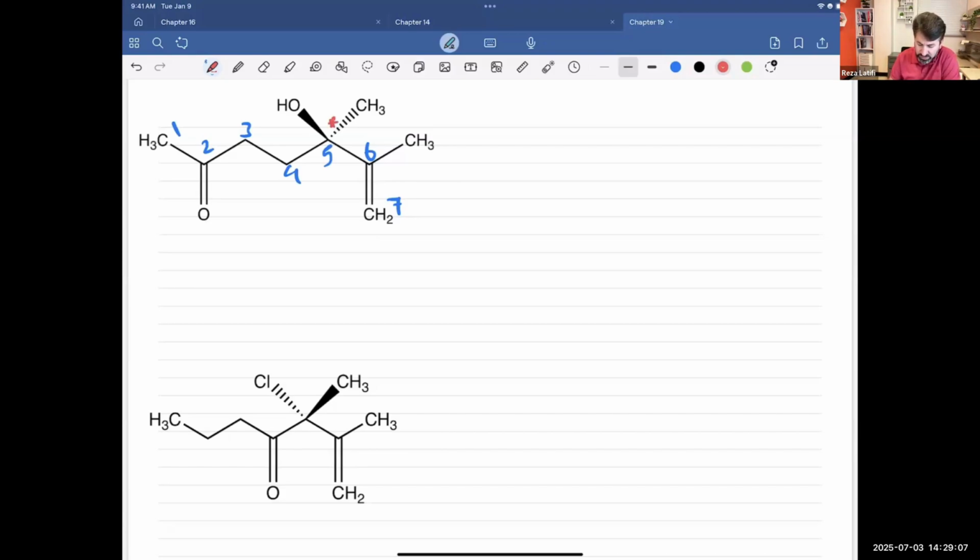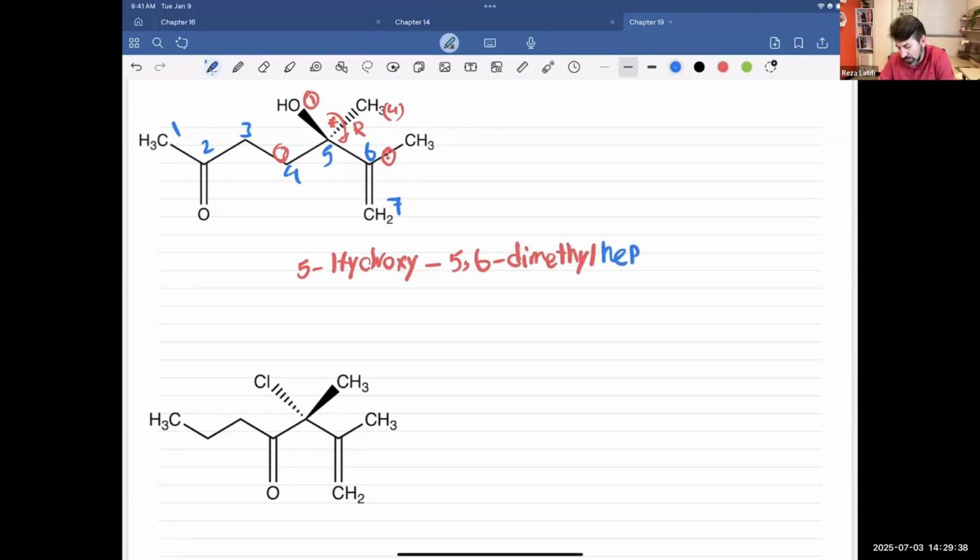If we assign the configuration for my chiral center, this is going to be 1, that's going to be 2, and this one will be 3. Methyl will be number 4, so that's our configuration. Let's name it. On carbon number 5, we have a hydroxy group, hydroxy. Next, on carbon number 5 and 6, we have 2 methyls. We go dimethyl. We have 7 carbons, so we say heptane, but because we have a double bond, I'm going to replace it by heptene.